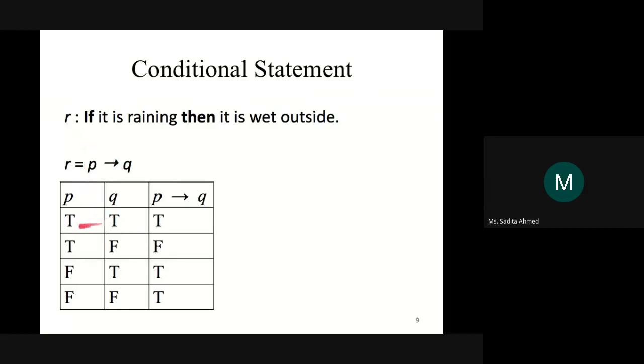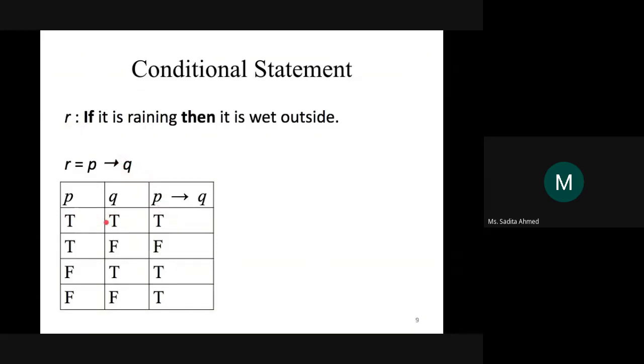Now, let's see in this combination whether the condition is satisfied or not. The condition says that if P is true, then Q has to be true. In this specific combination, P is true and Q is true, which is the case here, right? So the first combination does satisfy the condition. Since it agrees with the condition, the output of P implies Q has the truth value of true. So R will have the truth value of true for the first combination.